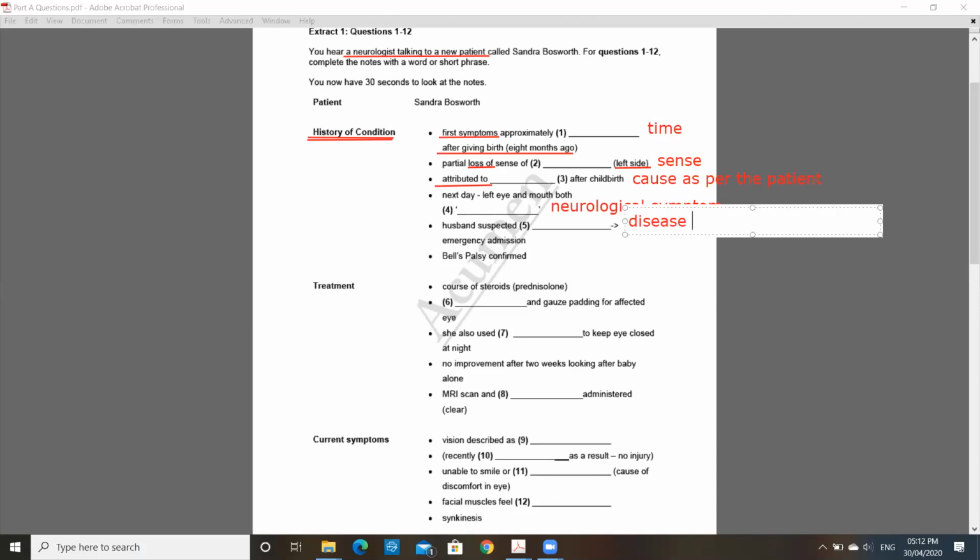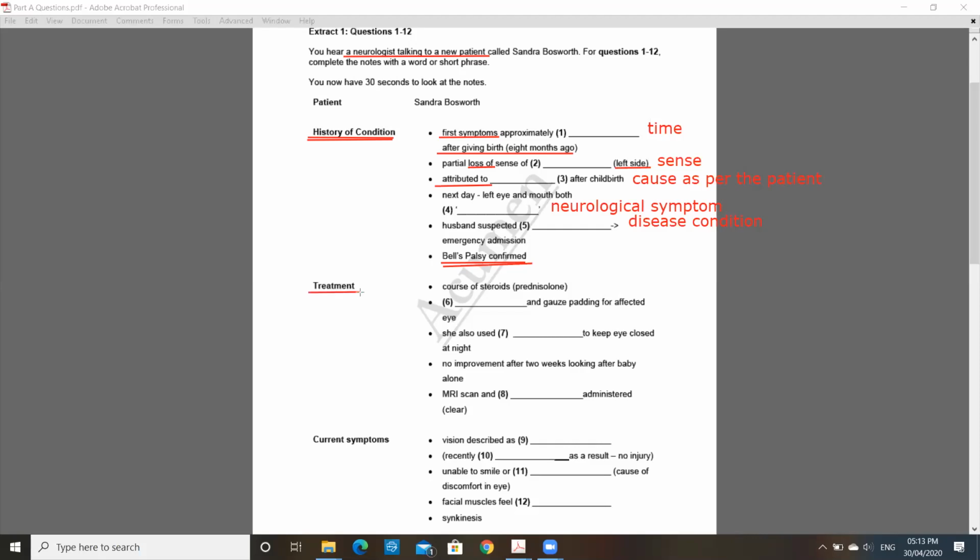That is why the neurologist has used the word husband suspected. Then Bell's palsy was eventually confirmed. So these bullet points which are not assessed can also give you an important hint towards the symptoms.